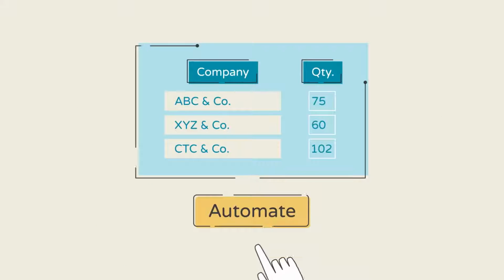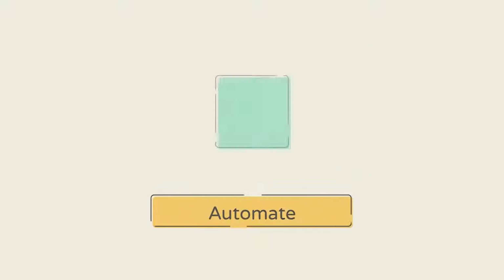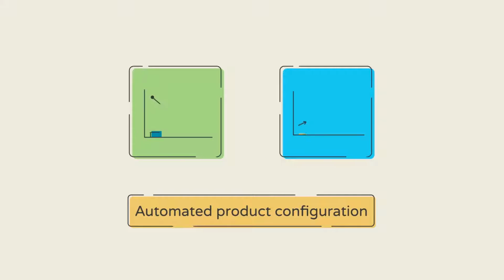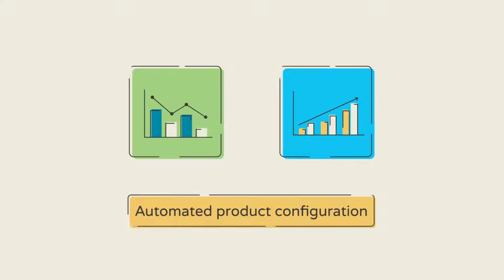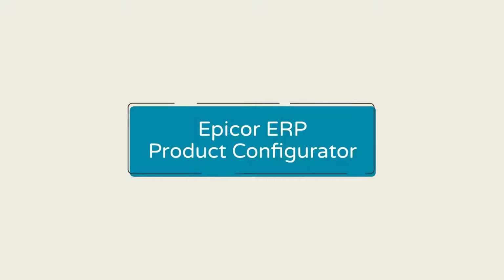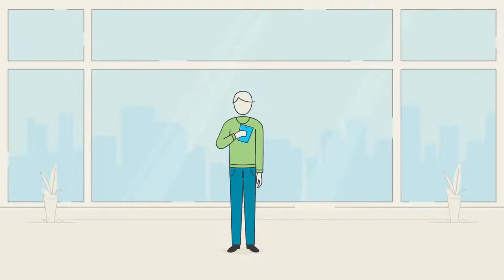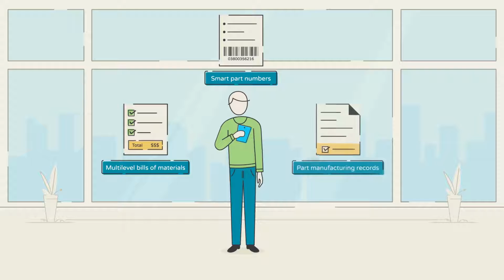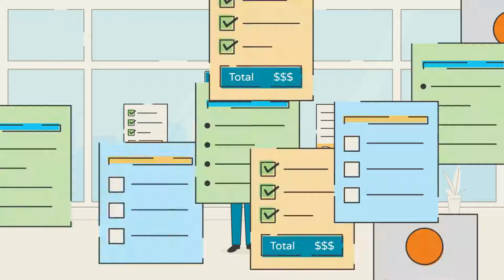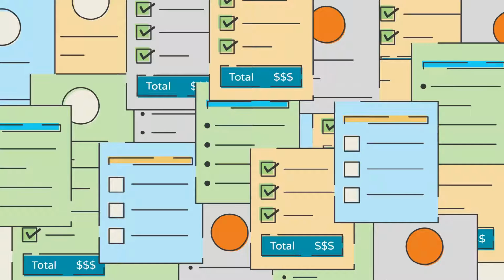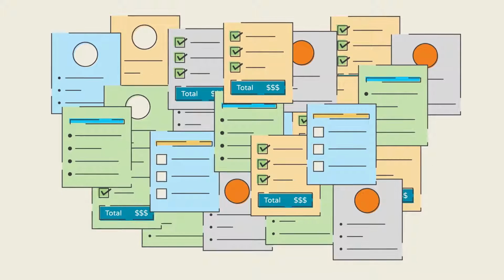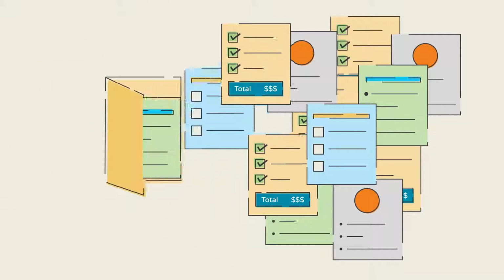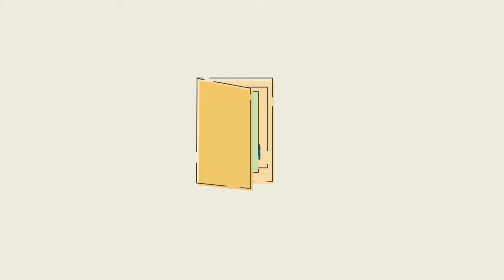By automating product configuration, you can also reduce manual errors and improve efficiency throughout the entire supply chain. The Epicor ERP Product Configurator will automate important and often complex tasks like creating multi-level bills of materials, smart part numbers, and part manufacturing records. This kind of control is especially helpful if you have a huge catalog of different parts and products that may be reconfigured while completing a customer order.